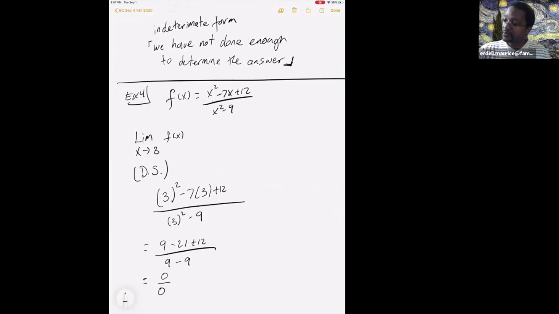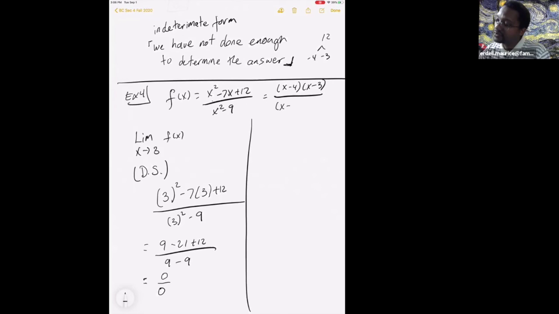And so what I need to do is take this function and simplify it. I need two numbers that multiply to give me 12 and add to give me negative 7. I believe the numbers are negative 4 and negative 3. They multiply to give me 12, and when I add them, I get negative 7. So the top factors into x minus 4 times x minus 3. And then the denominator factors as a difference of squares, so x plus 3 times x minus 3.